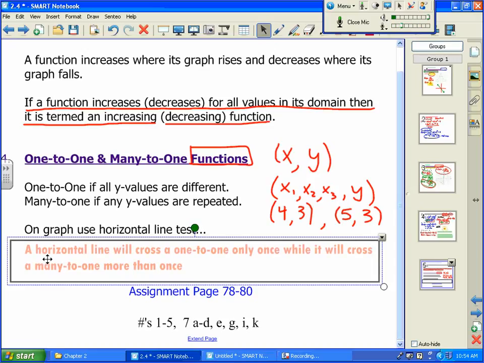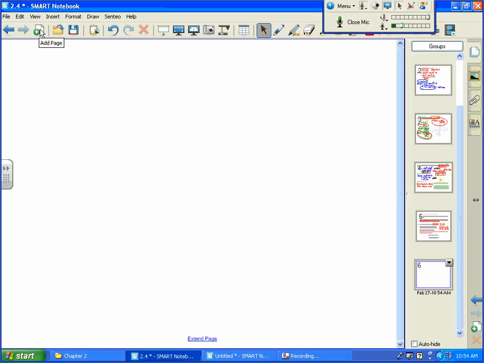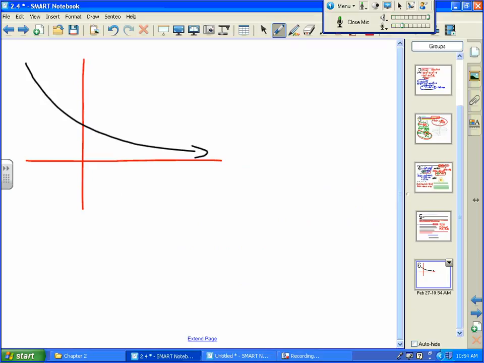You guys ready for the fancy dancy stuff? A horizontal line will cross a one-to-one function only once, while it crosses a many-to-one function more than once. Let me just show you on a separate slide here what I'm referring to. Here is a function in black that I will draw, and then I'll draw another one in green.